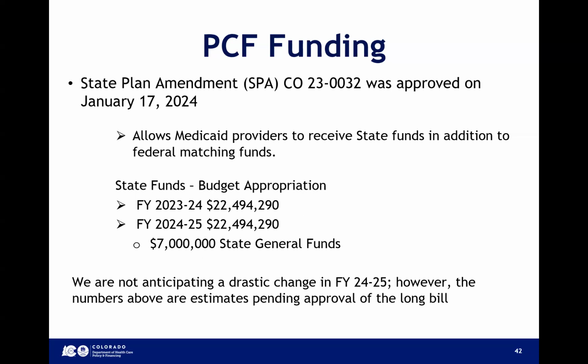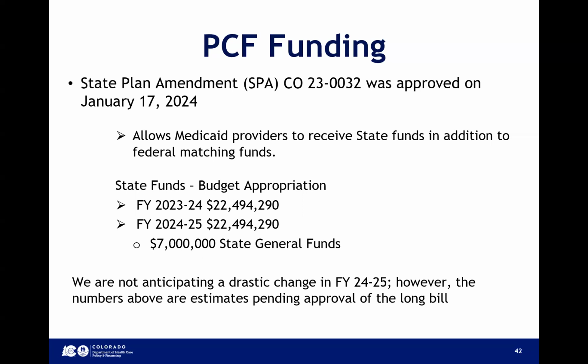The state plan amendment is what allows Medicaid providers to receive state funds in addition to the federal matching funds, and that was approved on January 17th, 2024. The state funds budget appropriation for fiscal year 23-24, the current grant cycle that we're in right now, was set at $22,494,290. We're not anticipating a drastic change for fiscal year 24-25.